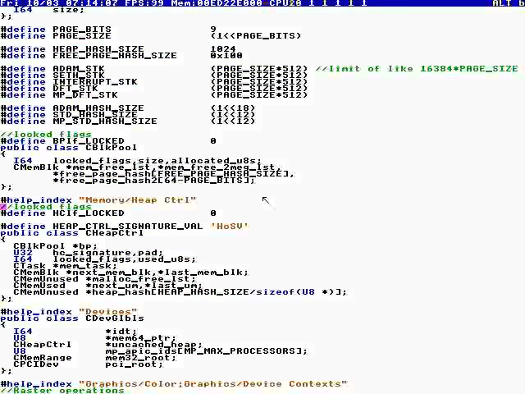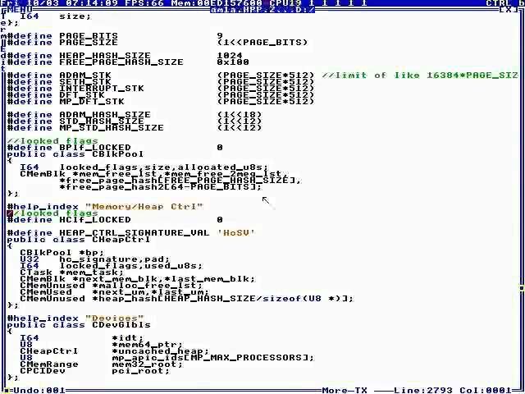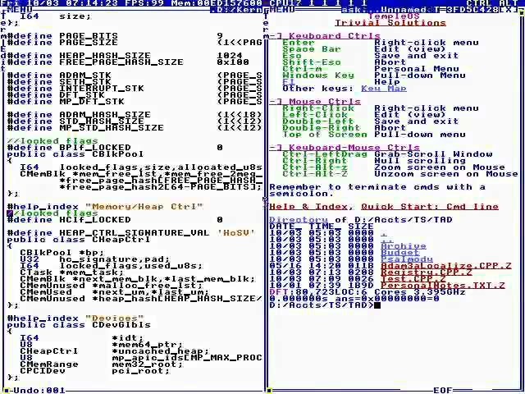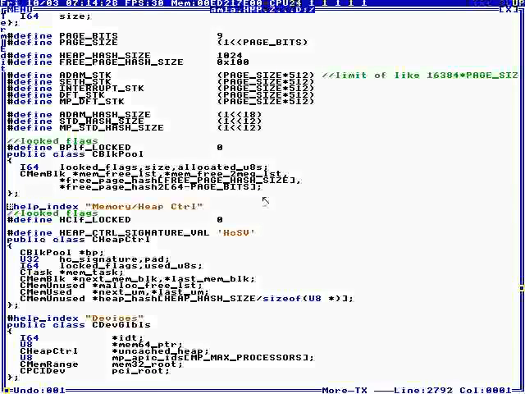And looks like we are in Atom 1A. Atom 1A is the main header file. We're right in the middle on the topic heap control. Okay, so let me explain.